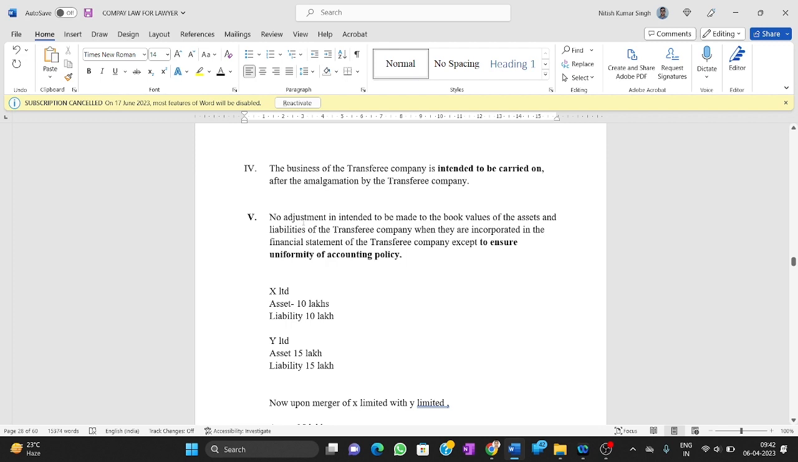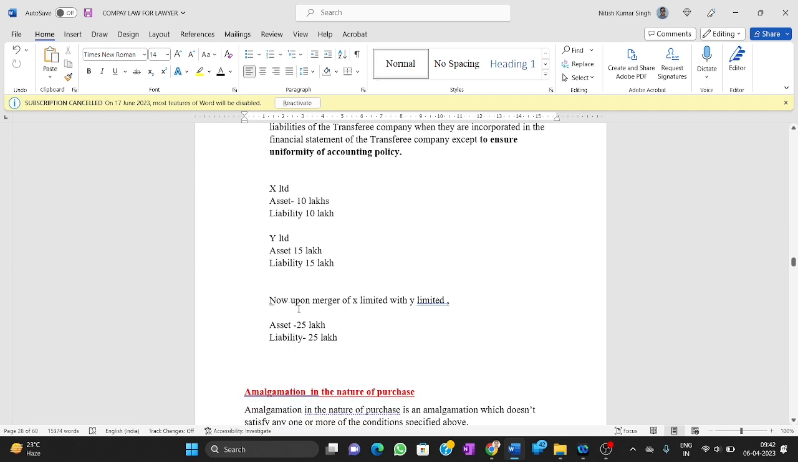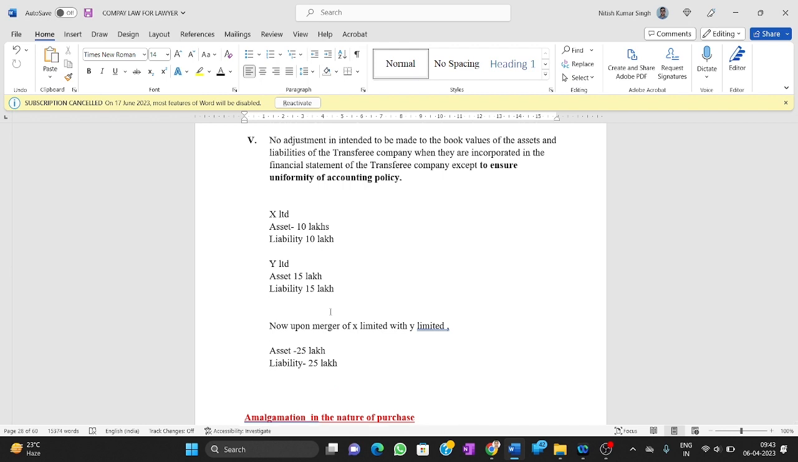Now let's talk about the fifth point. No adjustment is intended to be made to the book values of the assets and liabilities of the transferor company when they are incorporated in the financial statements of the transferee company, except to ensure uniformity of accounting policy. So let's see this example. Suppose X Limited has 10 lakh assets, 10 lakh liabilities. Y Limited has 15 lakh assets, 15 lakh liabilities. Now upon merger of X Limited with Y Limited, the assets of Y Limited will be 25 lakh, liabilities will be 25 lakh. So you have to ensure uniformity regarding accounting policy. Otherwise, there will be no adjustment in the book values.